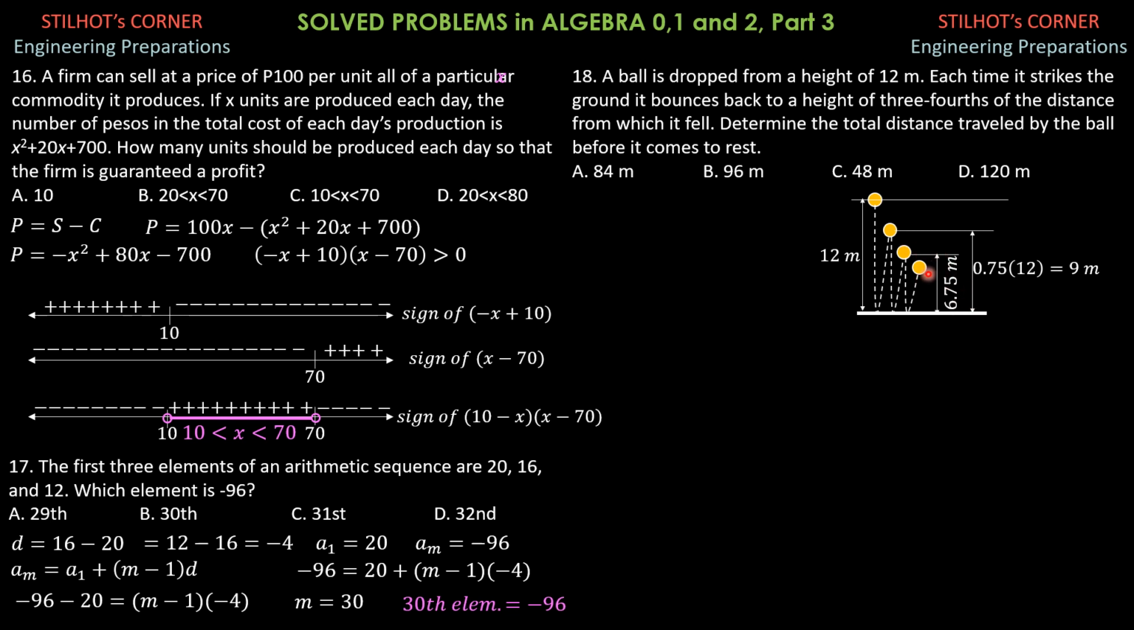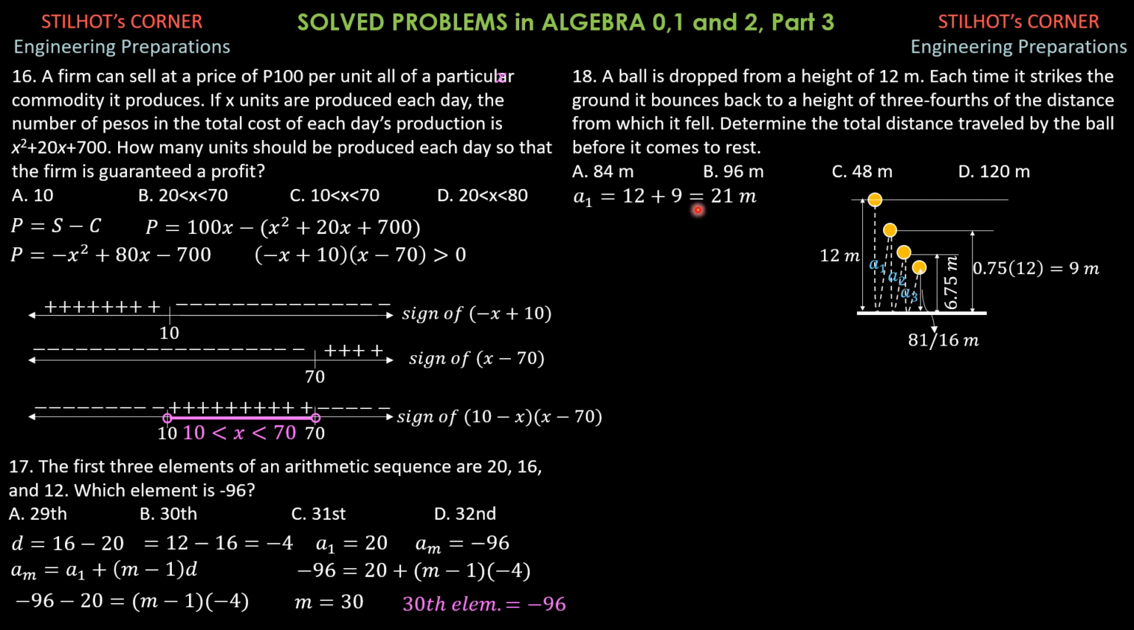Then for the third, it is 0.75 of 6.75, and that is 81/16 meters. So therefore, our first term would be this 12 here plus 9. That's our first term. Our second term is 9 plus 6.75. And our third term is 6.75 plus 81/16. So let's check. Let's test if the distances are in geometric progression. So A sub 2.